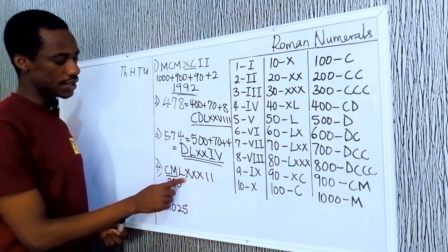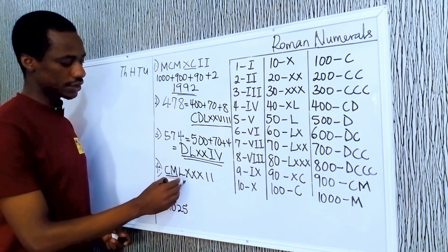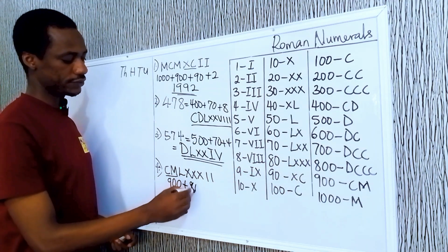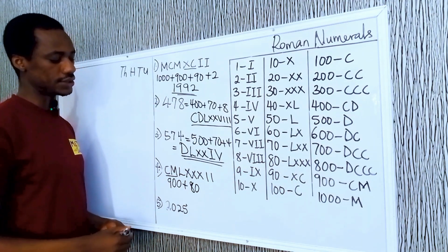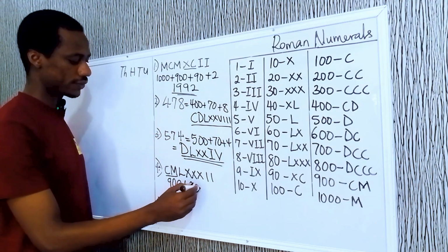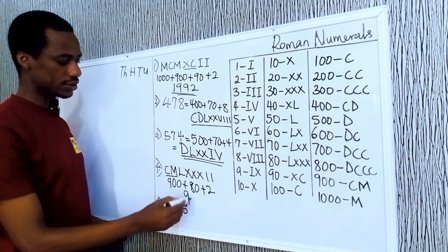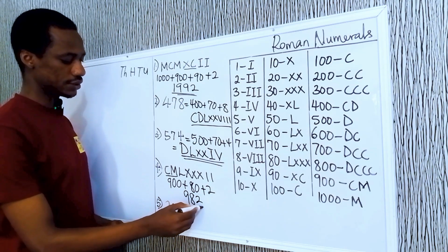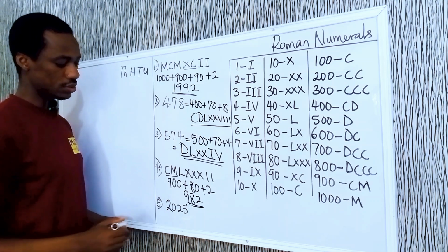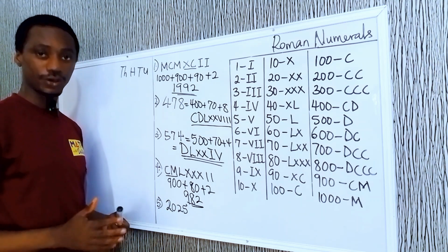Then we have LXXX. That's 80, 50 plus 30. And then you have II. II is what? 2. Fantastic. All right, and altogether we have 982. So in number 5 we have 2025, the year of this video.